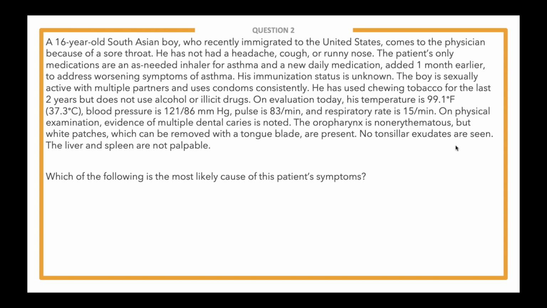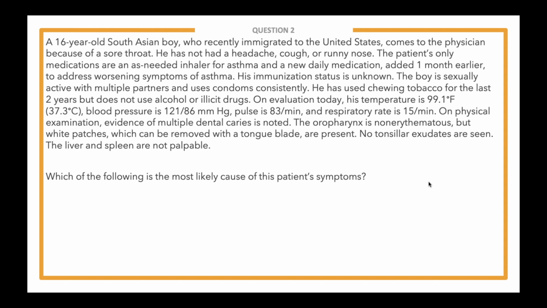On evaluation today, his temperature is 99.1 Fahrenheit or 37.3 Celsius. Blood pressure is 121/86, pulse is 83 per minute, and respiratory rate is 15 per minute. On physical examination, evidence of multiple dental caries is noted. The oropharynx is non-erythematous, but white patches, which can be removed with a tongue blade, are present. No tonsillar exudates are seen. The liver and spleen are not palpable.